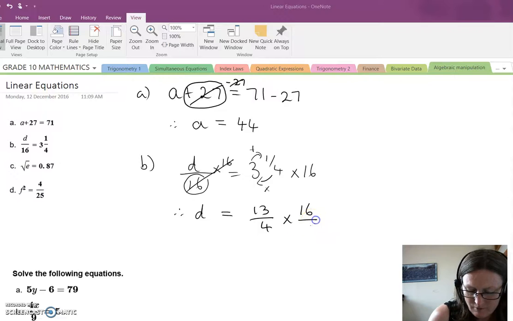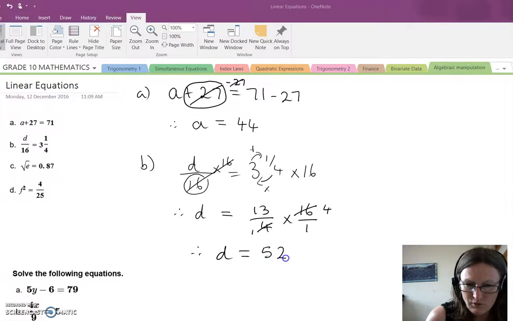And 16, we can write as 16 over 1. Then 4 into 4 is 1, and 4 into 16 is 4 times. That leaves us with D is equal to 13 times 4, which is 52. Again, a one-step equation. We had to do one step, which was times both sides by 16.